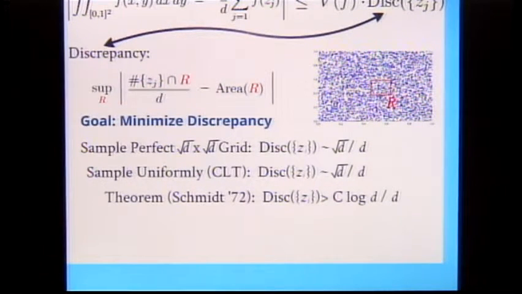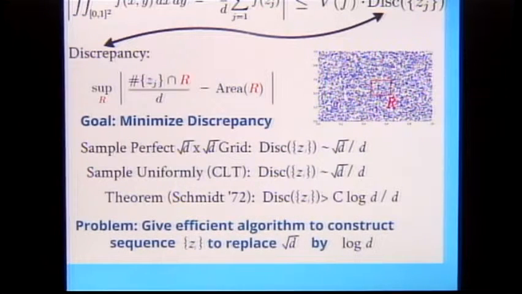Okay, so it's sort of like the Gauss circle problem. You get the square root for free. Can you get another square root off of that? And that's what you would really like. So that's the theoretical lower limit. You want to minimize this discrepancy. Give an algorithm that constructs sequences which get a log d in the numerator instead of a root d in the numerator. And by the way, it'd be nice for this to be an efficient algorithm, not just some convoluted thing, something a computer can evaluate.